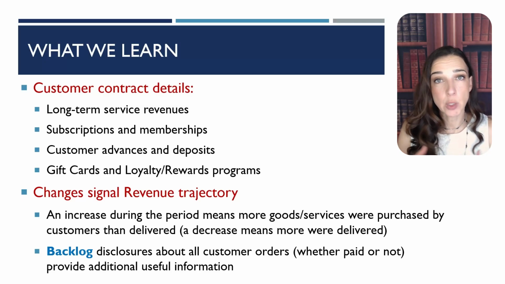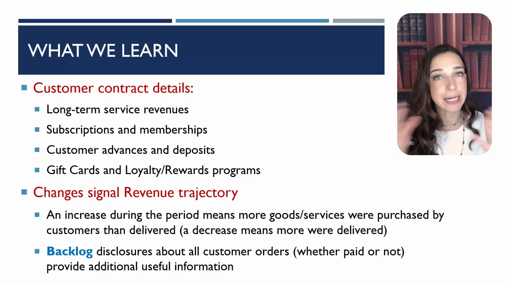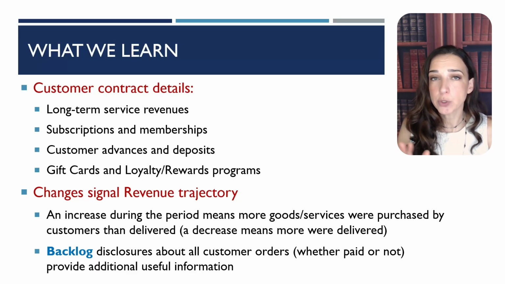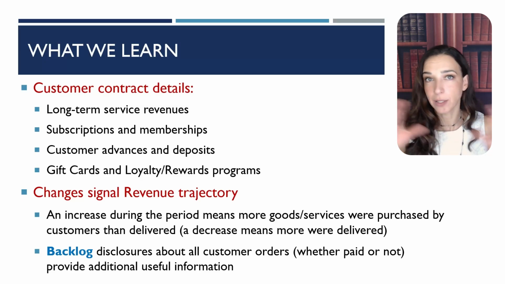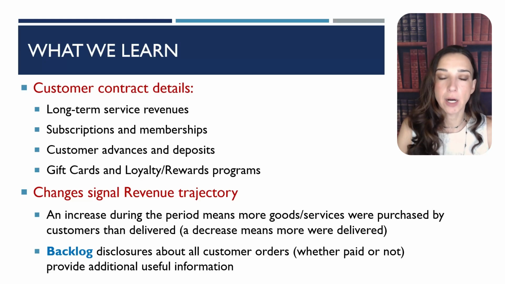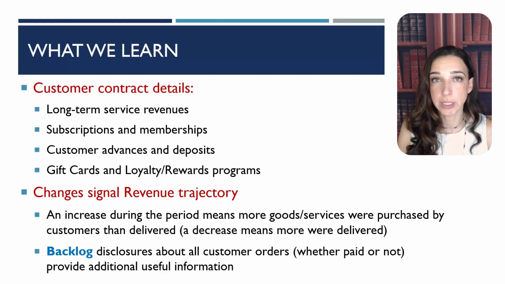And deferred revenue is going to help with that, but it's actually not going to give us a complete picture, because don't forget, if you have customer orders that you have signed, but they didn't come with a prepayment, they didn't come with any advance, then these are not going to show up as a deferred revenue. However, they typically are going to be disclosed, and this is something that we call backlog. Backlog is the disclosure about customer orders, whether paid or not. A lot of times they are unpaid, that are going to provide additional useful information.